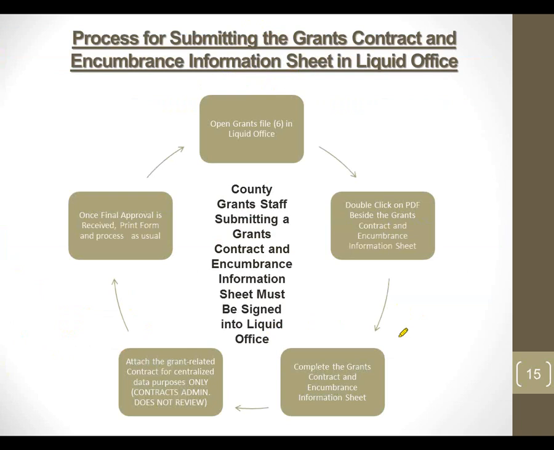Here is the process for submitting the contract and encumbrance information sheet, and Kathy Kirk-Johnson is going to share an overview on this. Thank you, Sandy. Just to recap the process for submitting the grants, contract, and encumbrance information sheet in Liquid Office. You'll sign on to Liquid Office, click Grants, click the Grant, Contract, Encumbrance Information Sheet. You'll complete the form, and you'll attach the grant or grant-related contract only. The purpose of this is to allow grants to collect data. At this point, contract administration is not reviewing the contract. I want to make that clear. This is for purposes of collecting data and completing your encumbrance and information sheet. Once approved, you'll print the form and you'll process through normal channels. Sandy?